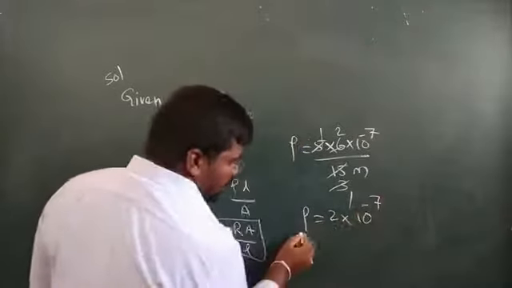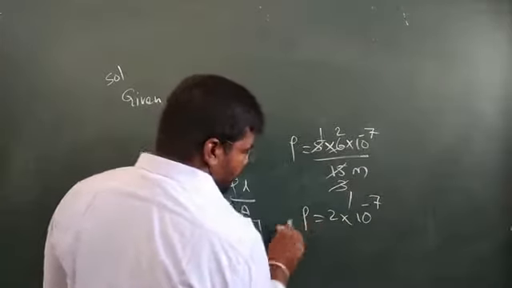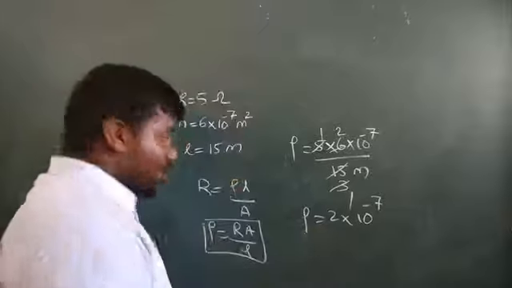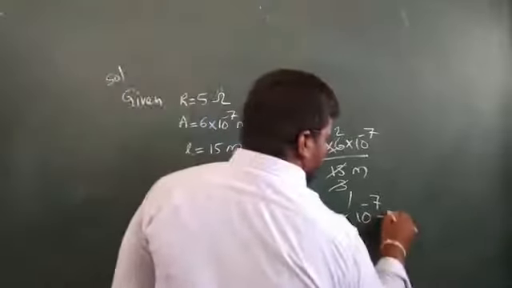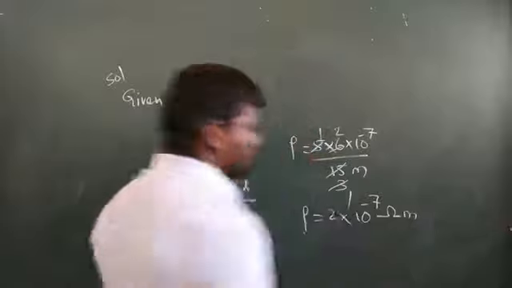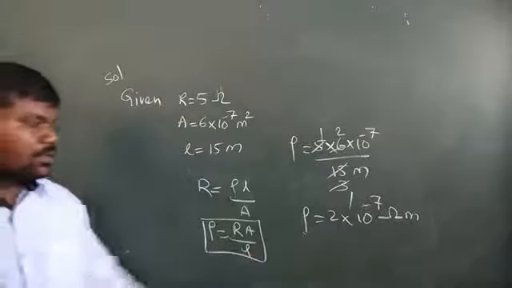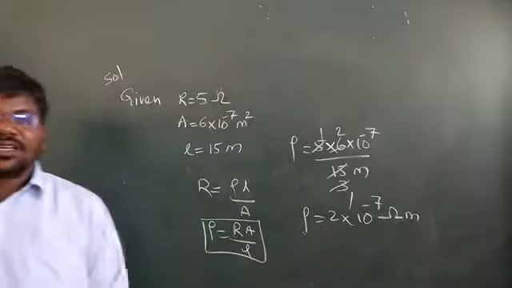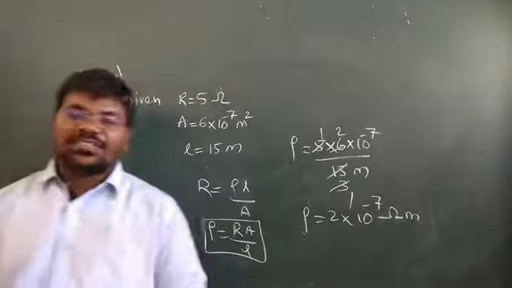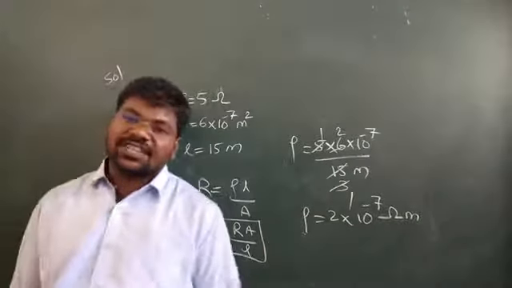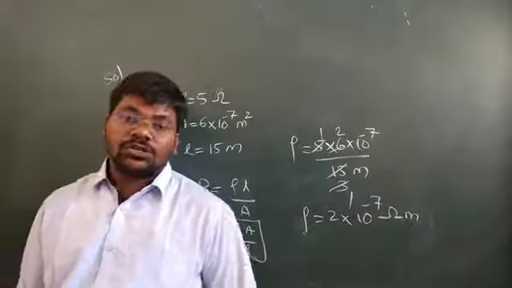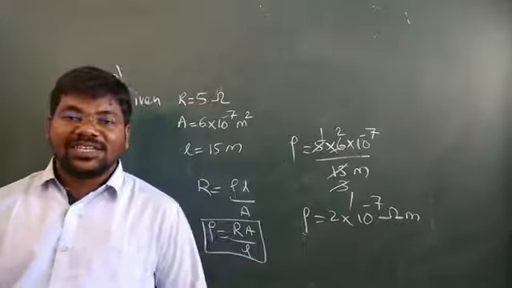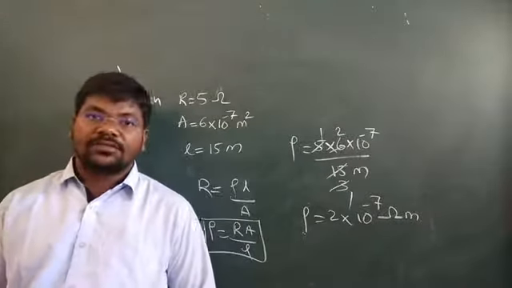What is the SI unit of resistivity? Ohm meter. So the resistivity or specific resistance is 2 into 10 power minus 7 ohm meter.